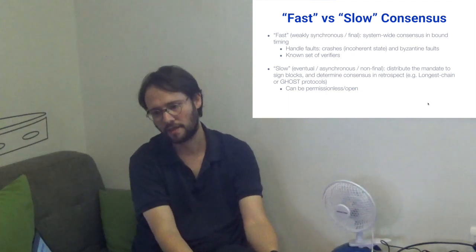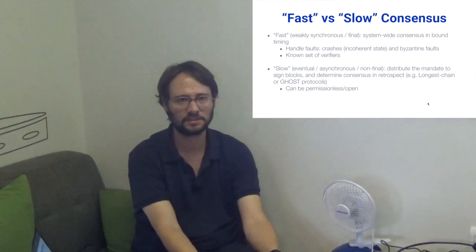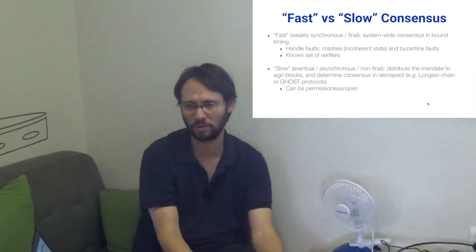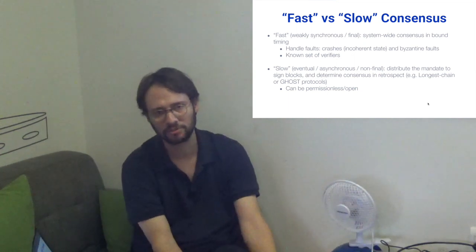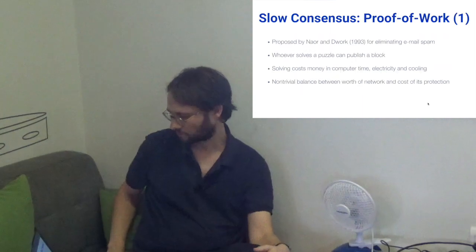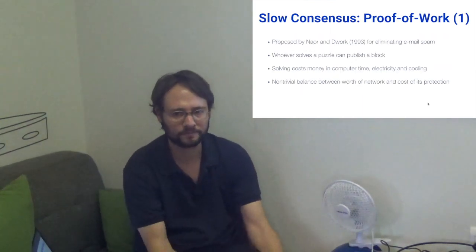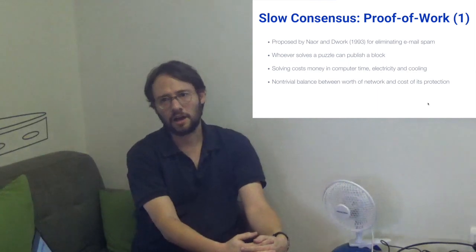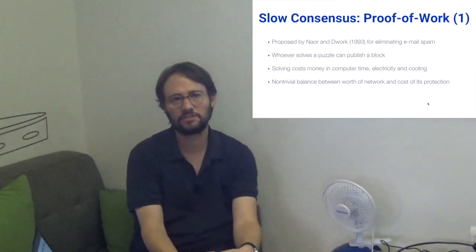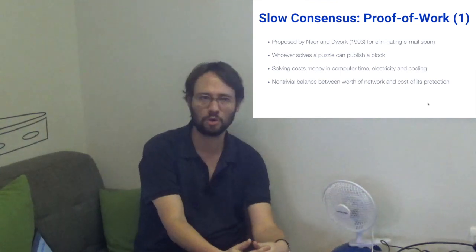And the big advantage of such a system is that it can be permissionless. We'll describe a couple of protocols that do that, and we'll see how we can be really open with that. So, slow consensus. The most common type of slow consensus that we have today in blockchain systems is proof of work.